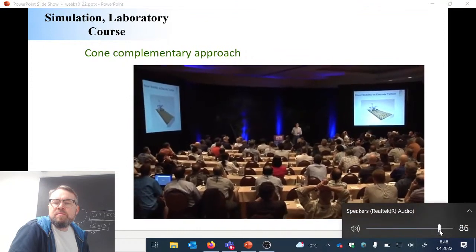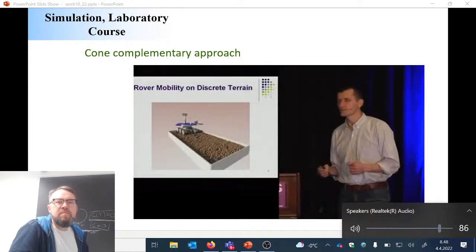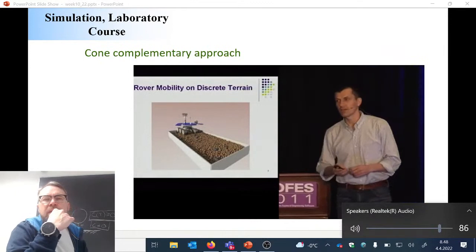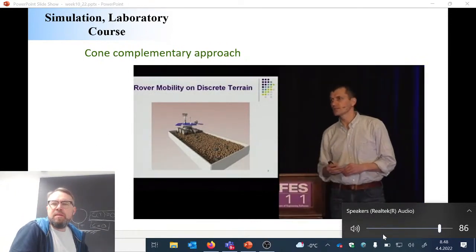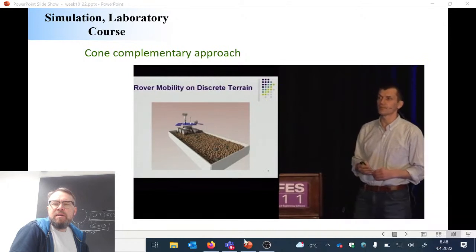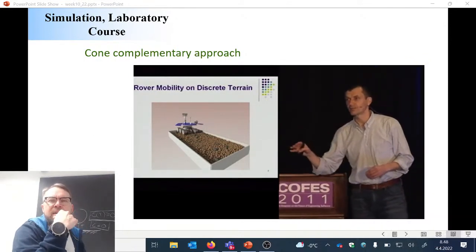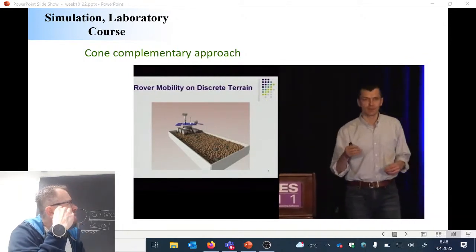Now, this is a simulation that is probably 2 or 3 years old, and I showed it to some army guys, and one of them raised his hand and said, so why is that Mars rover moving over potatoes? Are there potatoes on Mars? And you know, this is my point.